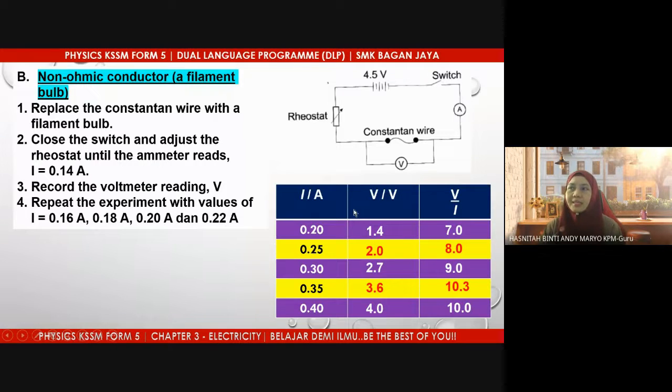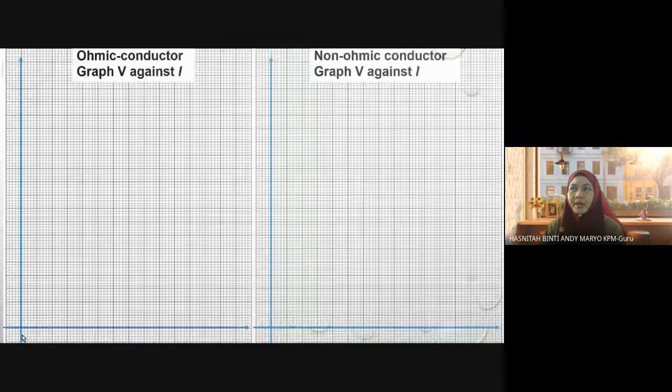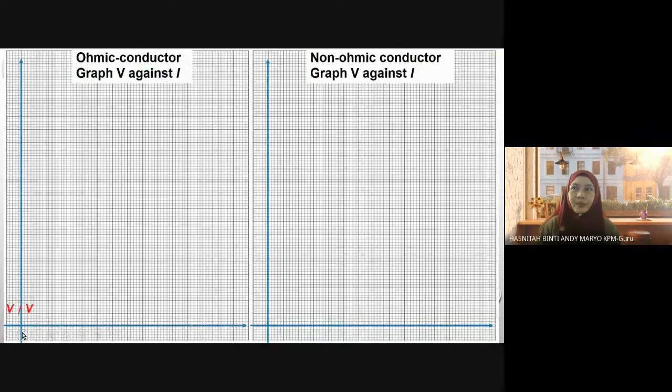Again, here you can see when current increases, the voltmeter increases, and the ratio here somehow increases. If you compare the ratio between ohmic and non-ohmic, the ratio for ohmic conductor is quite consistent. Okay, for this one, the ratio is increasing all the time. So later we can differentiate what will be the pattern of the graph shown by ohmic and non-ohmic conductor from these two tables of result.